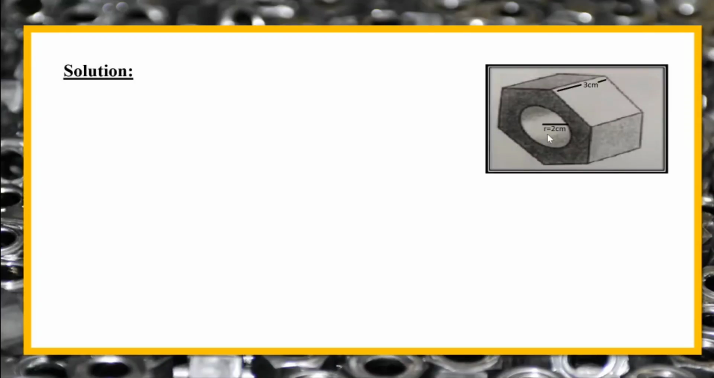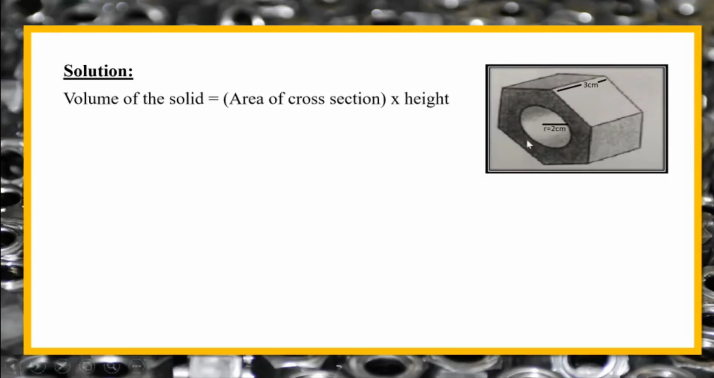We always take the volume to be the area of cross section multiplied by the height. If I take the volume of the cylinder, it is what? It is given by area of the base, pi r square, multiplied by height. If I take the volume for a cuboid, it is length into breadth, the area of the base, multiplied by its height. That is how we get L into B into H. So for this hexagon also, it is going to be area of the cross section multiplied by the height. And what is the area of the cross section? It is equal to the area of this hexagon minus the area of this circle.